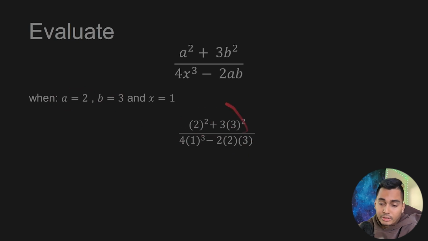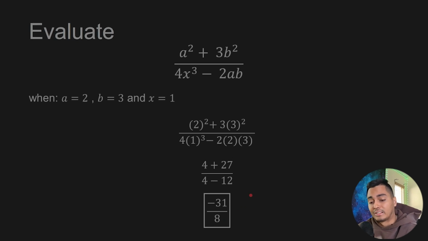Okay, and all we have to do is evaluate each of these terms one by one. So that's 2 squared plus a 3 times 3 squared, so that's going to be a 4 plus a 27 in the numerator. And then down here in the denominator, we have 4 minus 2 times 3. That's going to be 4 minus 12. So 4 plus 27, that's going to be 31 over minus 8, or rewriting that as minus 31 over 8. And that is going to be our final answer there.